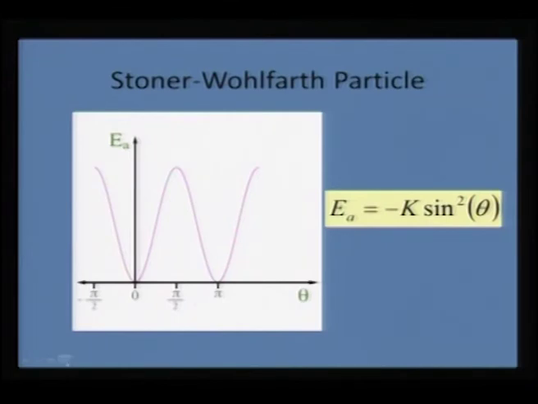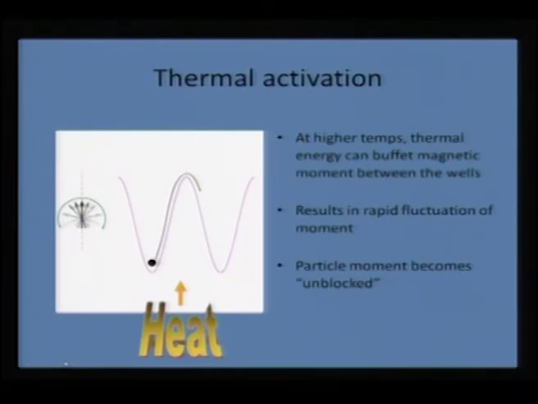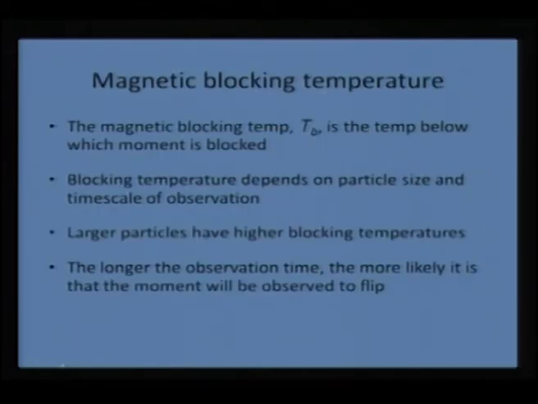What can happen in such cases is that the particle can get trapped in one of these wells. At low temperature the magnetic moment of the particle can be trapped in one of these wells, and therefore this particle moment is blocked. In order to release this blocked particle, you need to heat it and it goes into a paramagnetic situation. At high temperatures the trapped magnetic moment can be overcome, and we can try to unblock this moment using thermal energy.